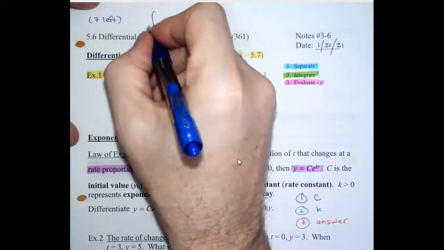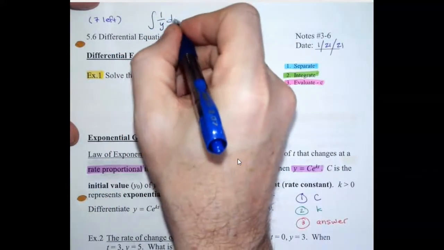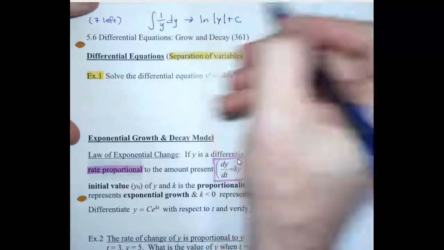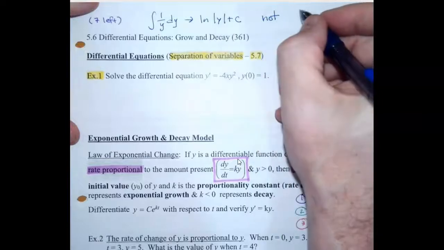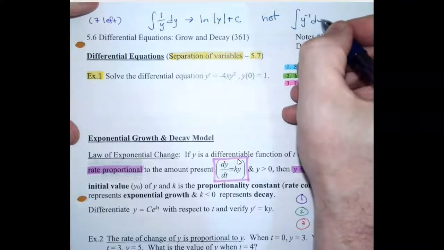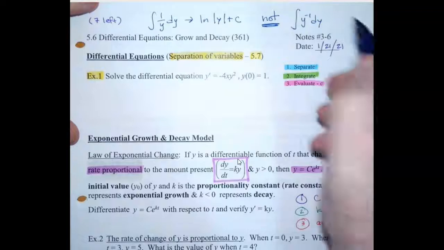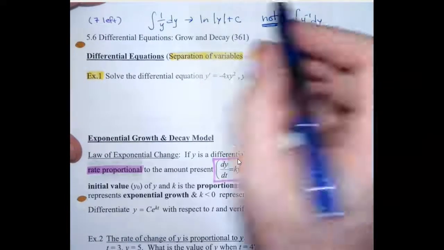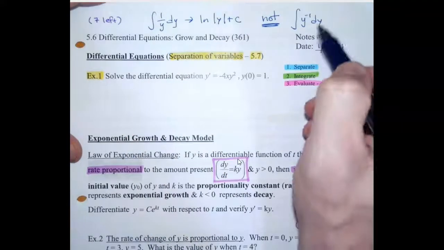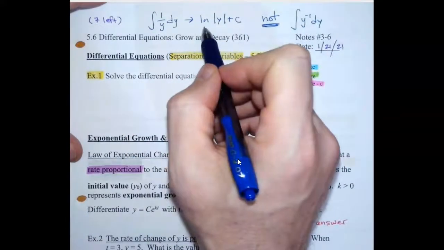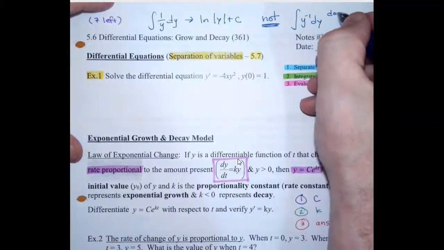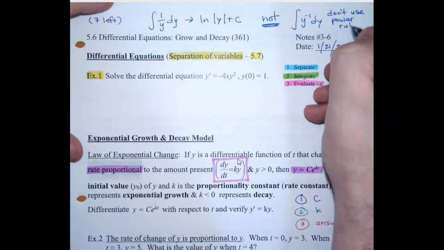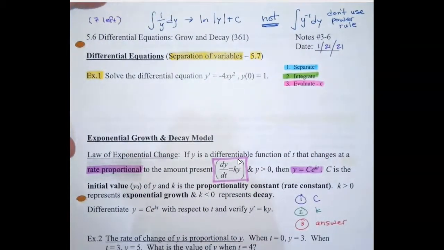Okay, next thing is that we want to focus on the integral of 1 over y dy is the natural log of the absolute value of y plus c. Don't think of it as y to the negative 1 dy, because then you might want to try to use the power rule where we add 1 to the exponent divided by the new exponent. Try to focus on it as 1 over y. As long as you understand that this is this and you don't try to use the power rule, when we add 1 to the exponent divided by the new exponent, don't do that.